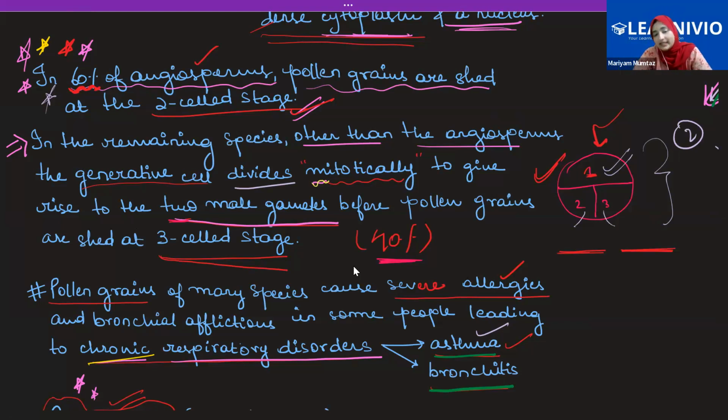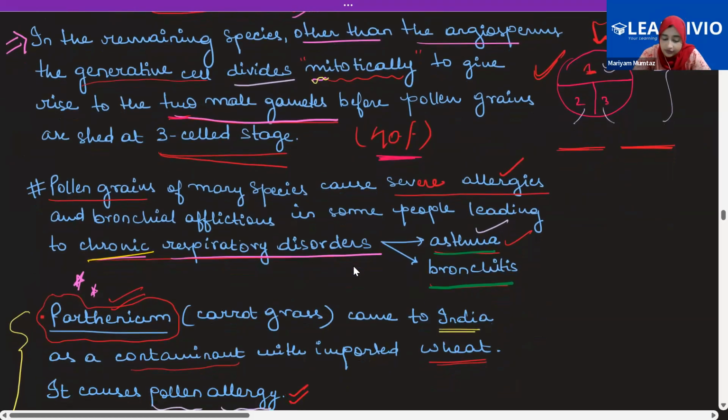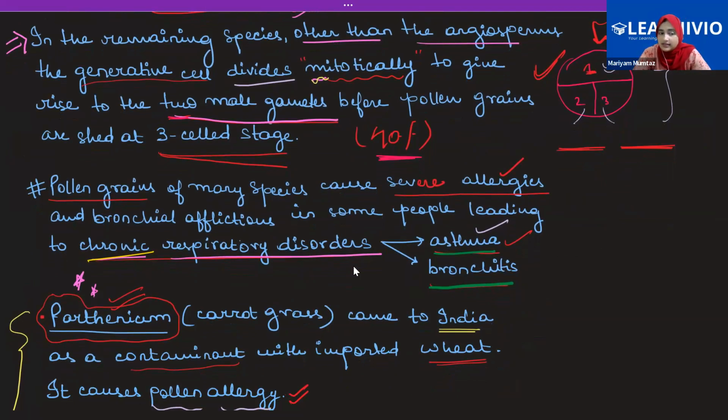Now, pollen grains of many species cause severe allergies. You might have seen students that during the springtime, when the flowers are blooming everywhere, there are many people who have allergic reactions. They start sneezing even when they are near any flower or any plant. It's because of the pollen allergy that they have. It can cause long-term respiratory disorders called chronic respiratory disorders, like asthma and bronchitis. Any doubts up until now, students?